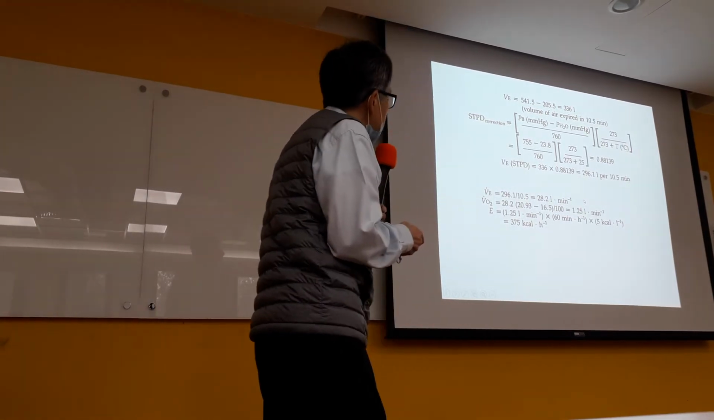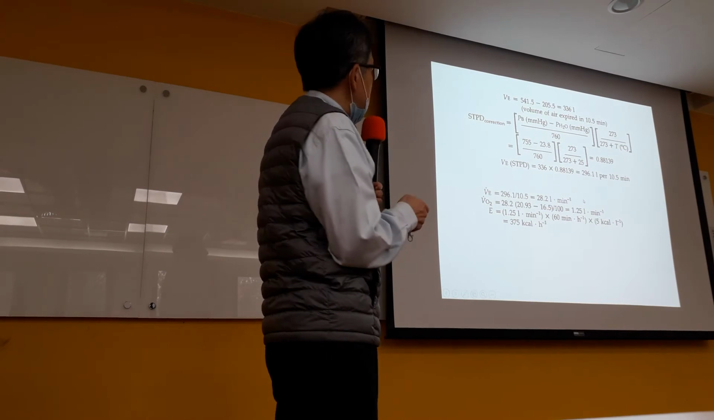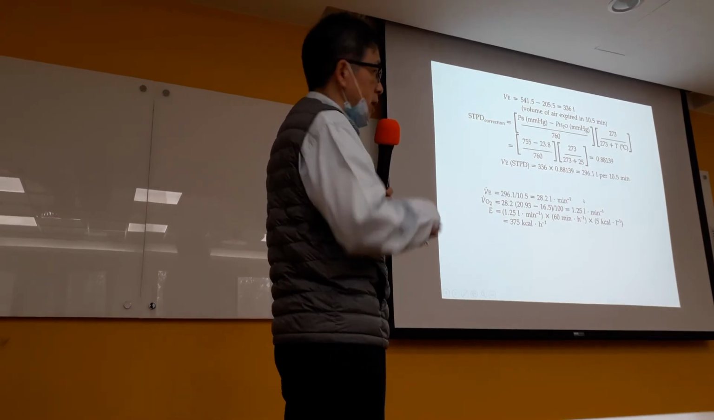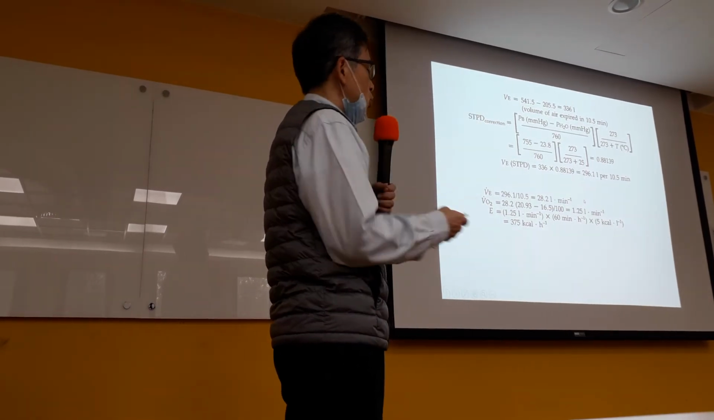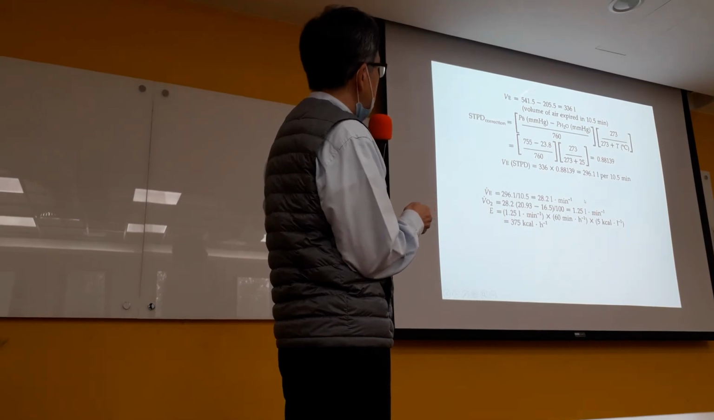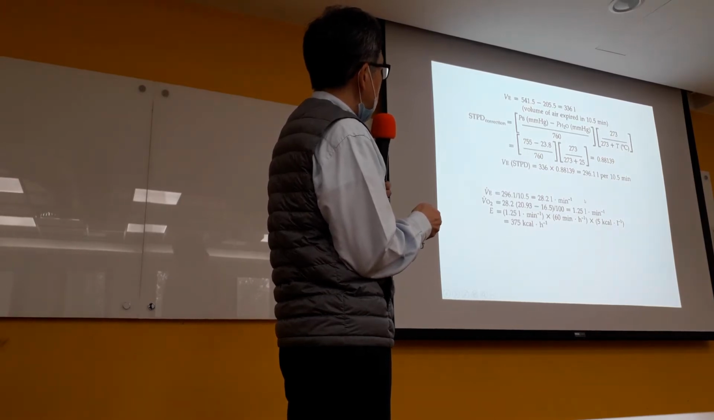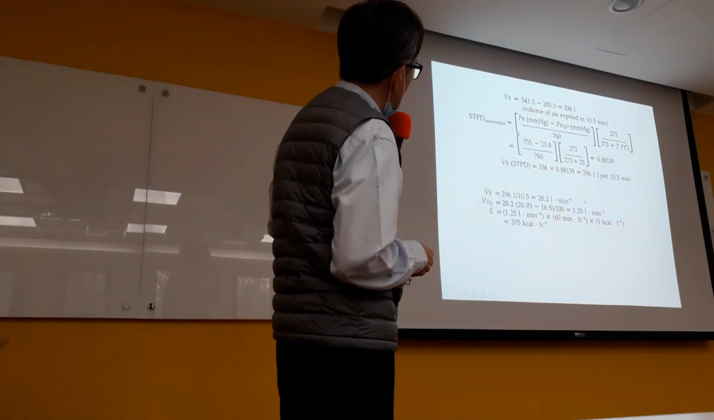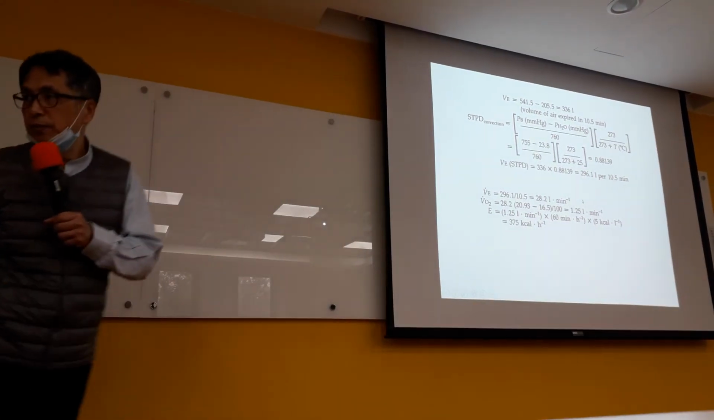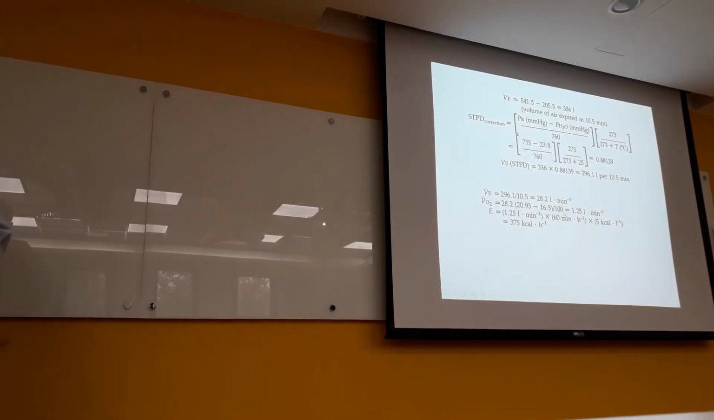Let's first get the total volume expired, total output volume from your body, VE, which is this value, final reading minus initial reading, which is 336 liters. So 541.5 minus 205.5.